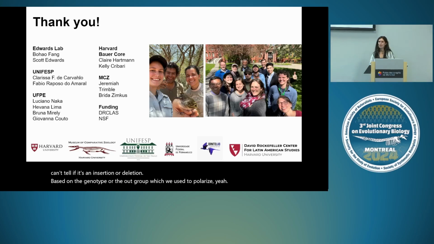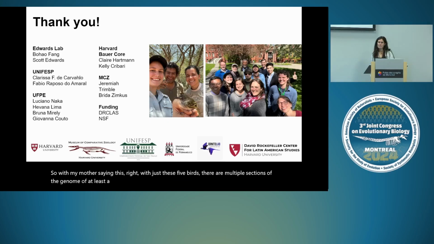So if I'm understanding this right, with just these 5 birds, there are multiple sections of the genome of at least a few kb that are flipped within those 10 haplotypes. Is that a surprisingly high number to you? Do you think that's the case in all birds, and we just haven't been finding it?